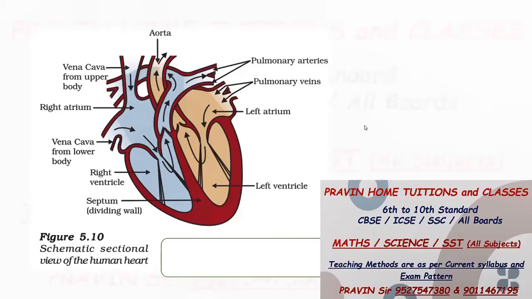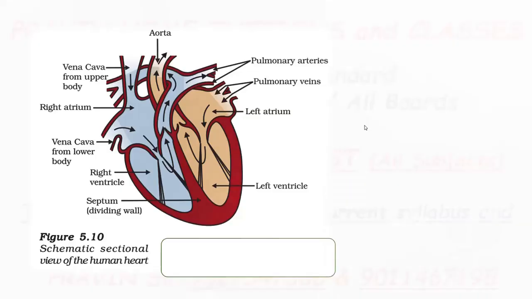Now, since the ventricles have to pump the blood, they have thicker walls than the atria. The atria have thinner walls. The valves should work properly so that blood cannot flow backward.